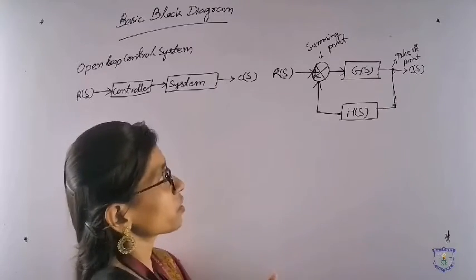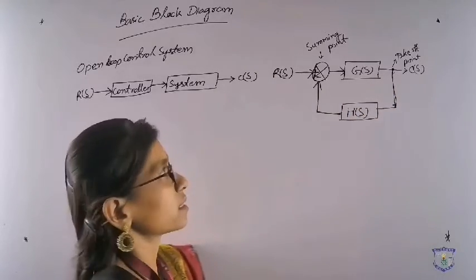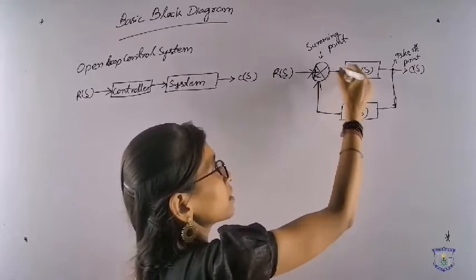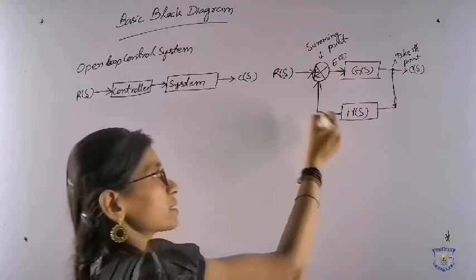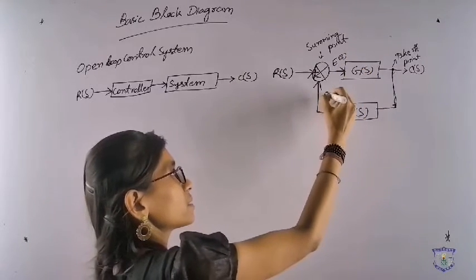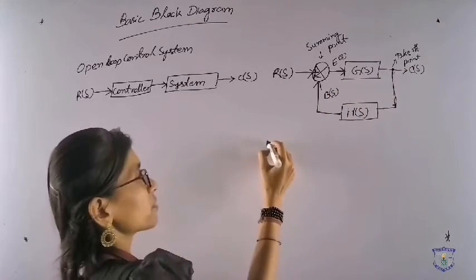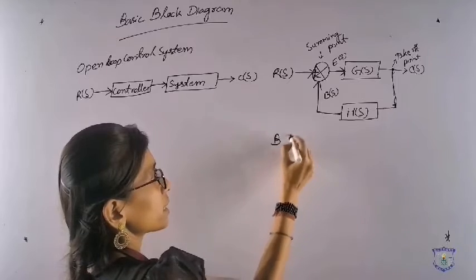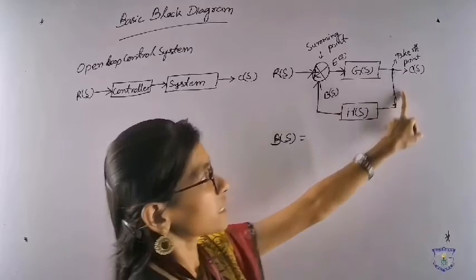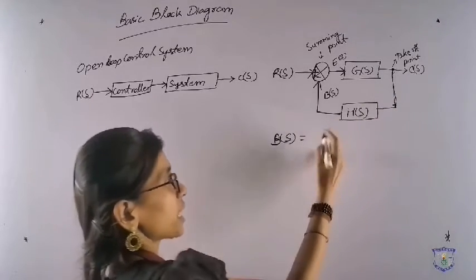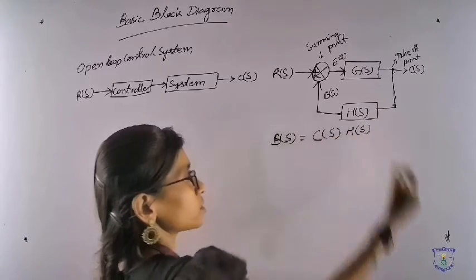Before finding the transfer function, I need to find the signal at each step. Let's take the error signal as E of S, the feedback signal as B of S, and this is the output. One by one, let me write. We can write B of S is equal to a part taken from C of S through the transfer function H of S. So simply, B of S equals C of S into H of S.